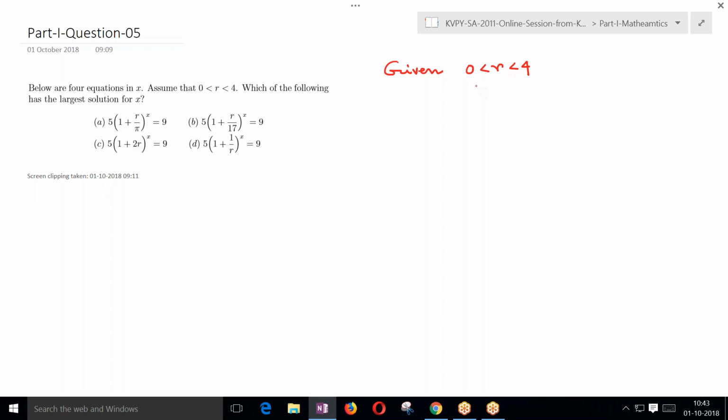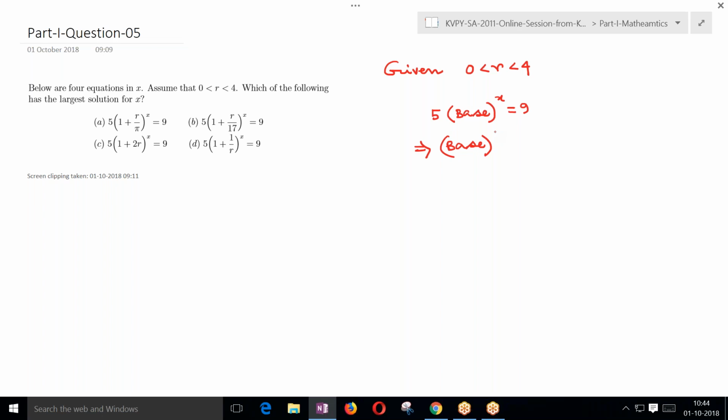In all these equations, one thing we have noticed is that some base is given. It is given 5 into some base power x is equal to 9, isn't it? In the first case it is 1 plus r by pi, that is the base. In the second case it is 1 plus r by 17, that is the base. In the third case 1 plus 2r, that is the base. And in the fourth one 1 plus 1 by r, that is the base. So from here we get that base power x is equal to 9 by 5.